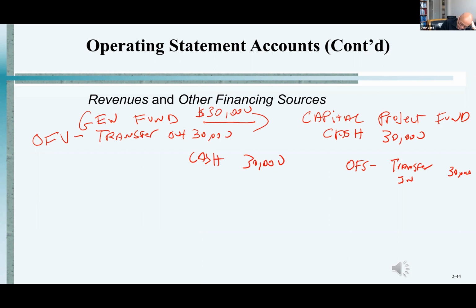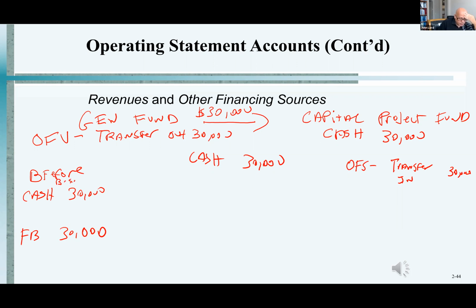In fact, let's just do this. Let's say before this transaction, the general fund had cash of 30 and fund balance, and I'll say it was unrestricted, whatever, of 30,000, right? I don't care what the category of it was. Let's not get into that for this example, right? That's the balance sheet before.